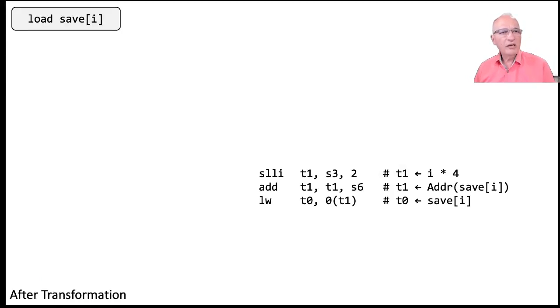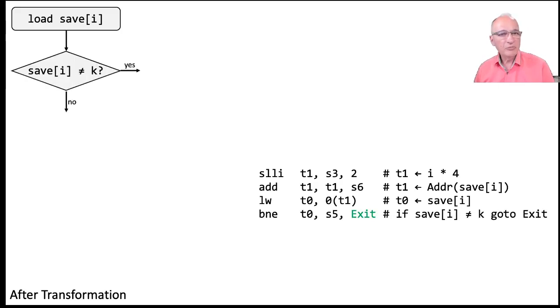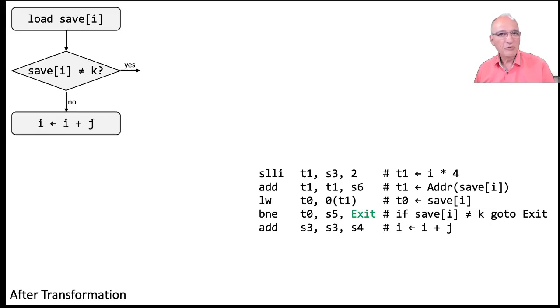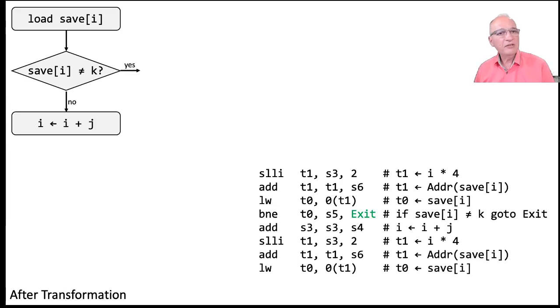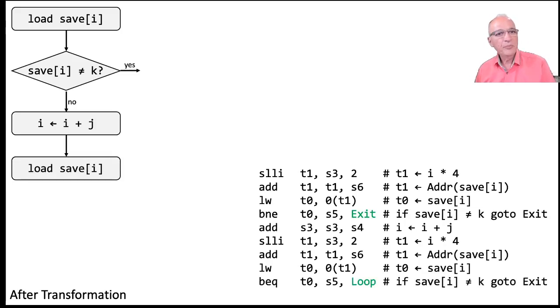So the code that I have here now is a load save I, like I had before. I need those 3 instructions. Then I have the branch not equal, like before. And then I have the addition of I plus j, like before. And now I have those 3 instructions that load save I appearing again in my code. And then I have my conditional test at the end of the loop now. That is, the conditional is now asking whether I need to do the loop again. That's why the condition now is a branch equal. If it's equal, I need to do the loop again.